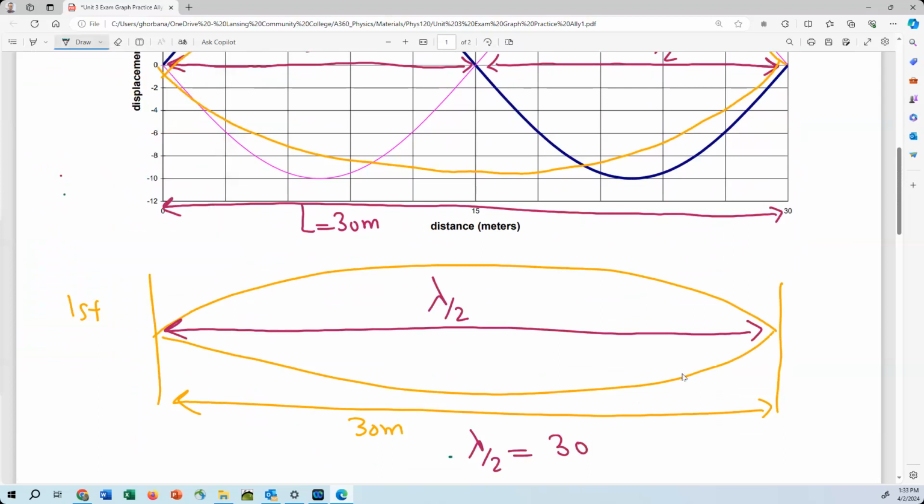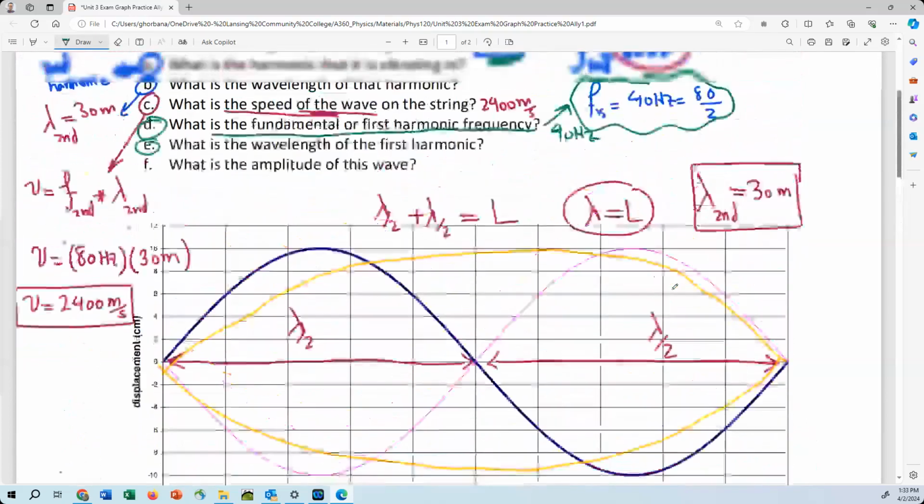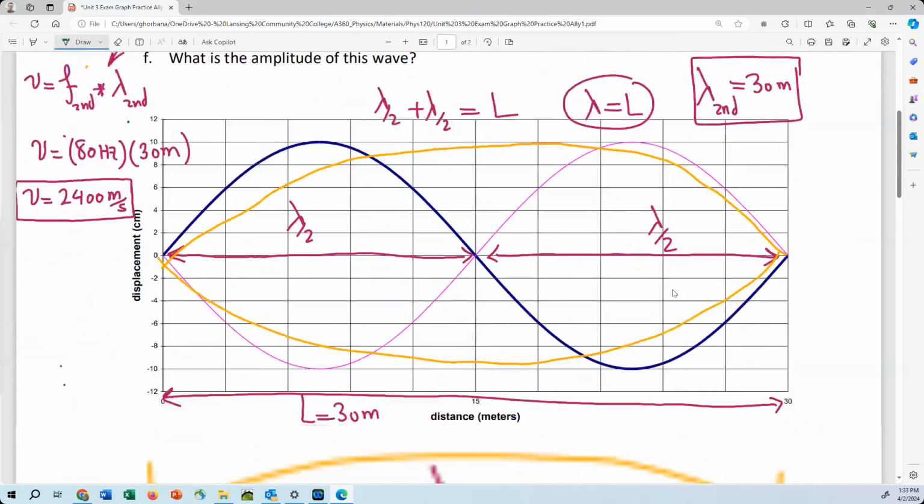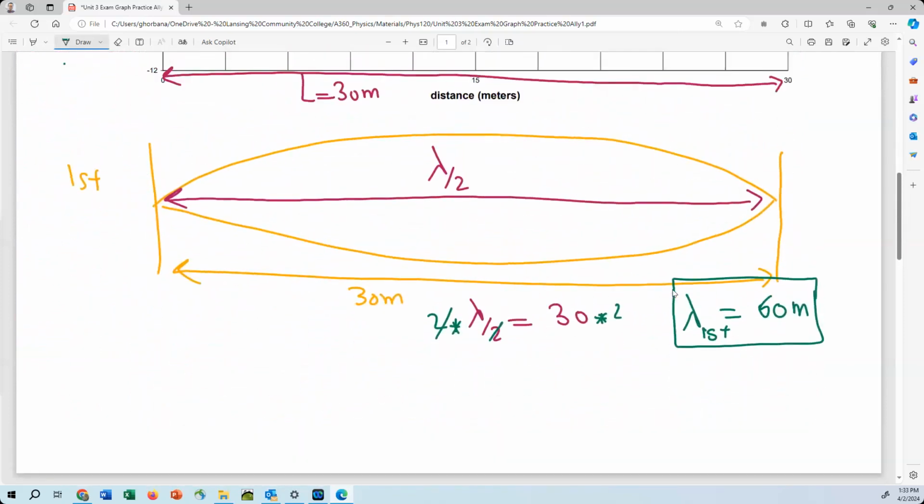How? Multiply both sides by 2, yes? 2 and 2 cancel each other. So the wavelength of the first harmonic is going to be 60 meter. Good? So the answer for E, I'll just go 60 meter. Good?